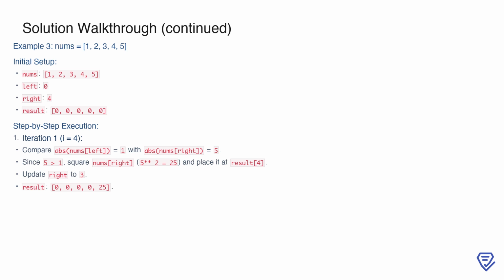In the second iteration, we compare abs(1) and abs(4). Again, abs(4) is larger, so we square 4 to get 16 and place it in the next position in the result array.